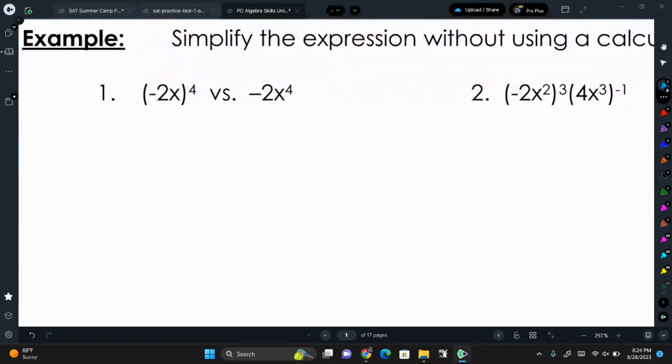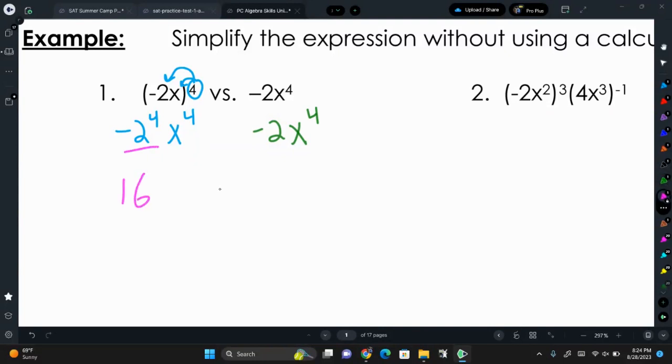So this one, (negative 2x) to the fourth versus negative 2x to the fourth. Because we have parentheses in this first one, this fourth power actually goes to both things. So this is negative 2 to the fourth times x to the fourth, whereas this one is just negative 2x to the fourth power. That fourth power does not go to the negative 2. So then we have negative 2 to the fourth, which is positive 16 x to the fourth. So you see that the parentheses change the problem completely.